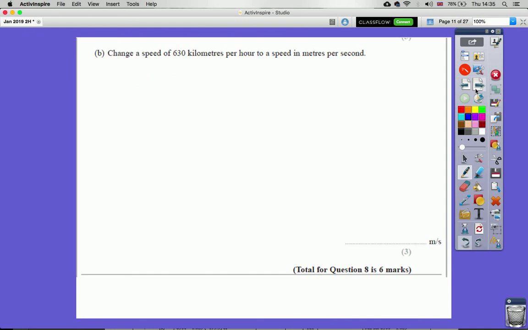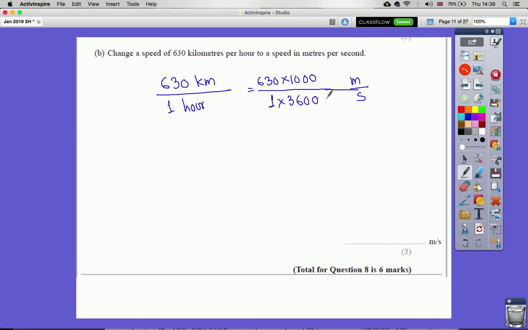Question number 9. Change speed of 630 kilometers per hour to a speed in meters per second. So I've got 630 kilometers over 1 hour. I need to convert it into meters over second. Now 630 kilometers is 630 multiplied by 1000 meters, right? Because 1 kilometer is 1000 meters, and 1 hour is 1 times 3600 seconds.